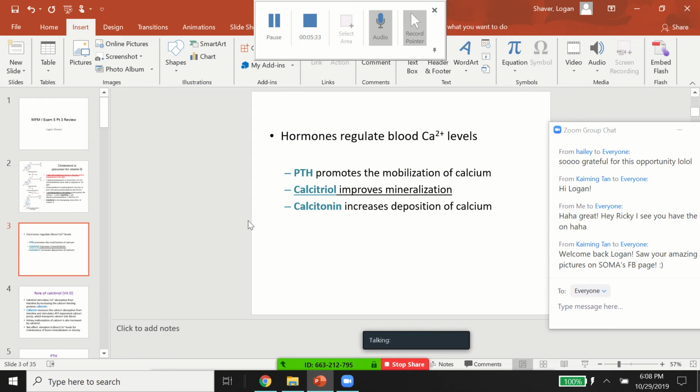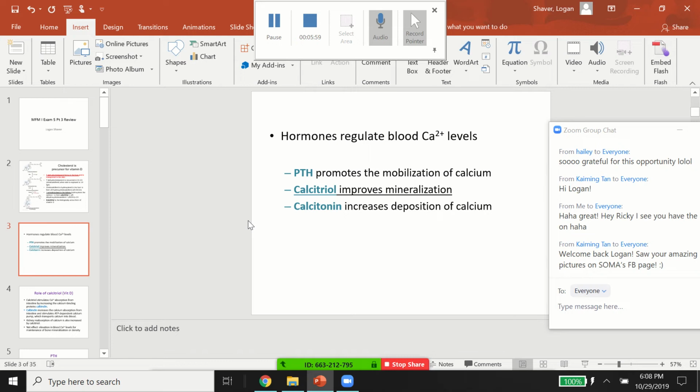All right. Now on to a little intro slide about what these do. I included it just because I thought it was a nice little summary. PTH, that's your parathyroid hormone. It promotes mobilization of calcium. What that means for the most part is it's going to be breaking down bone to get the calcium from your bones. That process is called resorption.